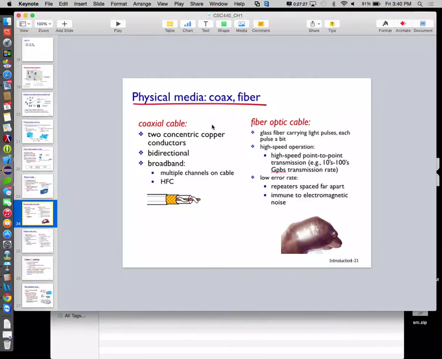Okay, so let's talk a little bit about some of the physical media. So coaxial cable, 2 concentric copper conductors. If you've ever looked at the end of a coaxial cable that didn't have the point on it, you would see there's a kind of a solid core and then another piece around it. The interesting thing here, and this kind of goes back to our discussion before about cable modems, the early cable modems needed a dial-up connection. Well, right here it says that a coaxial cable is bidirectional.